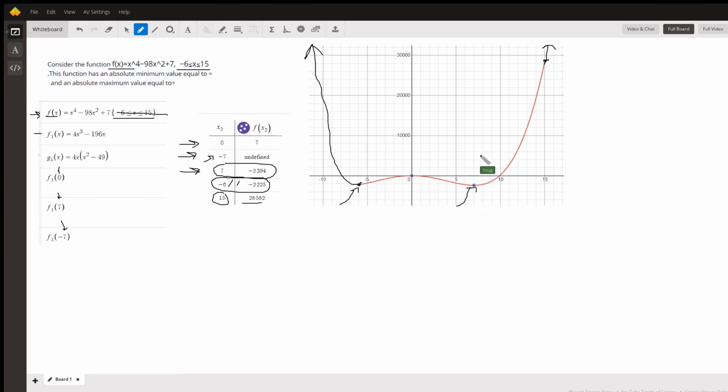Okay, so there's where the absolute minimum value occurs, at 7. This number, -2,394, is the absolute minimum value. And this number, 28,582, is the absolute maximum value on the closed interval from -6 to 15 inclusive.